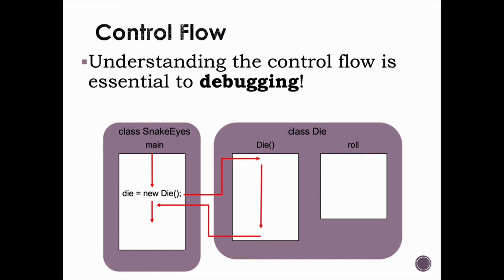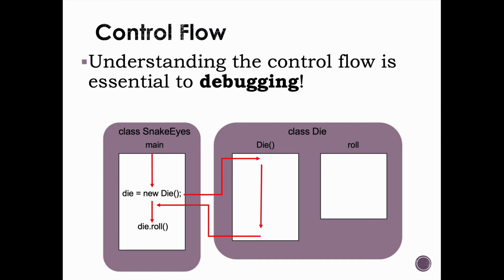So temporarily, the flow of execution will go from main to the class die, to the particular method called die, and when this finishes, it will go back into the main.